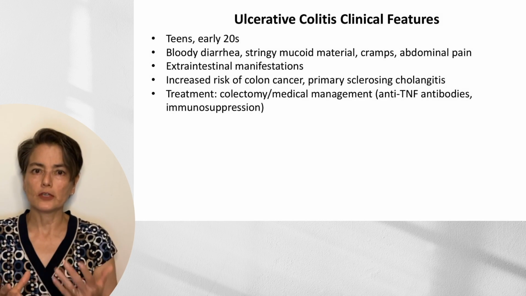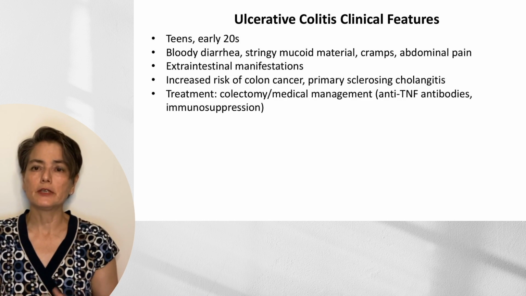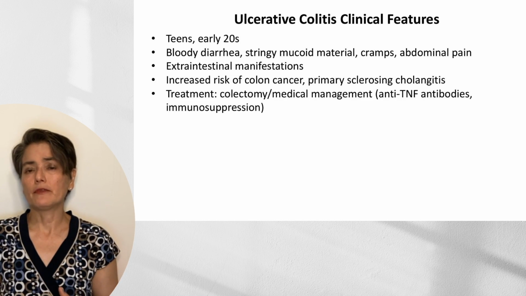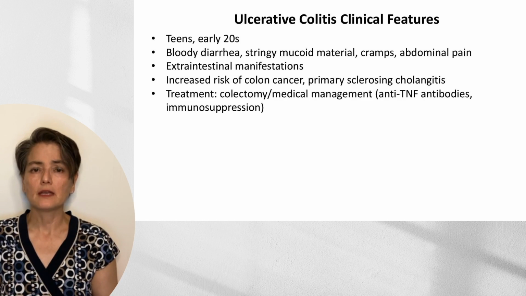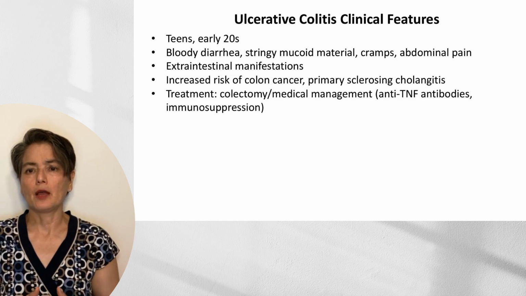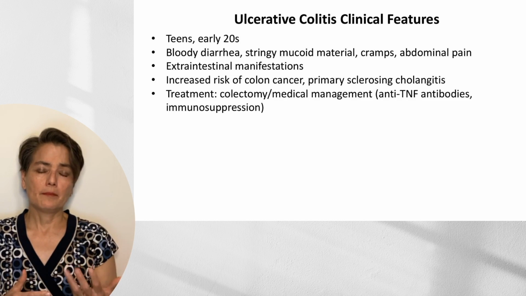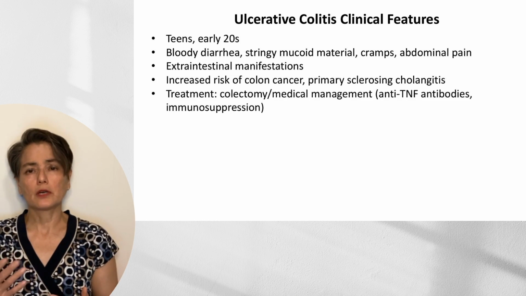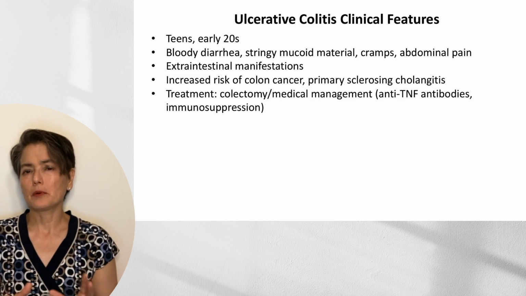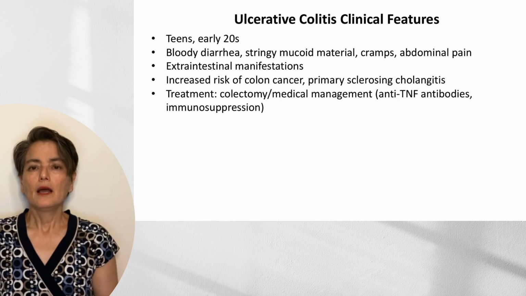Again, teens and early 20s, as I mentioned before, bloody diarrhea with stringy mucoid material, cramps and abdominal pain. Similar extraintestinal manifestations as what we see in Crohn's disease, and like individuals with Crohn's disease, increased risk of colon cancer and primary sclerosing cholangitis. Many of the same medications that we use in Crohn's disease work just as well in ulcerative colitis, although not entirely, so there's probably some difference in the pathogenesis of these two diseases.